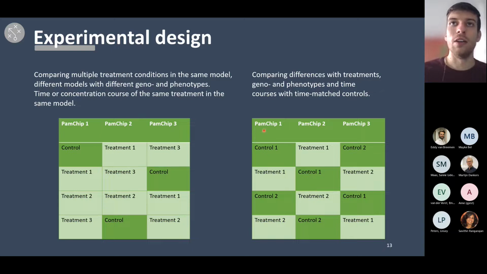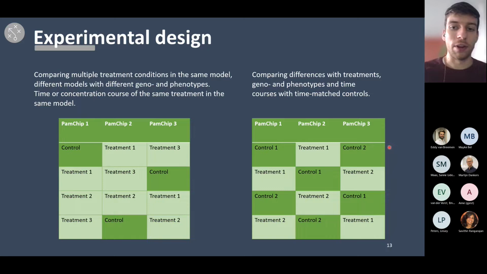lines. So if we again look at the first PAM chip, we have the control, so maybe the vehicle control for one cell line versus the treated cell line. And then we have the vehicle control for the second cell line and the treatment of the second cell line. For the second and third PAM chip, we have exactly the same samples, but again randomized. This gives you quite a robust measurement. So this is the end of this assay design section.